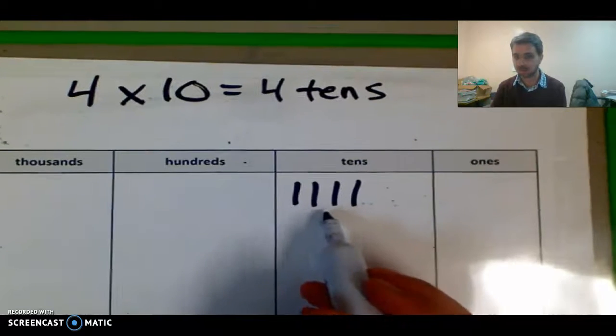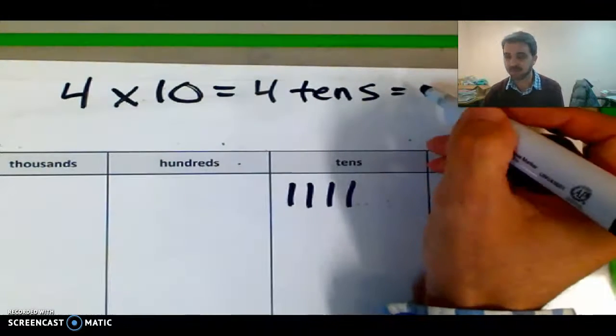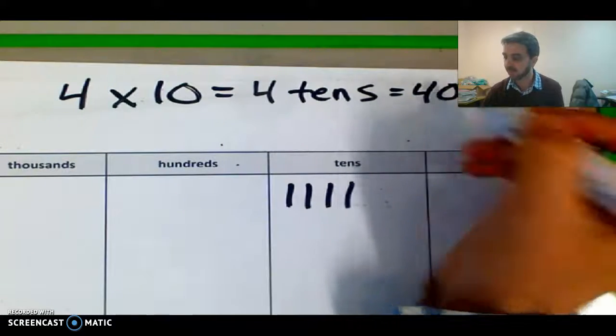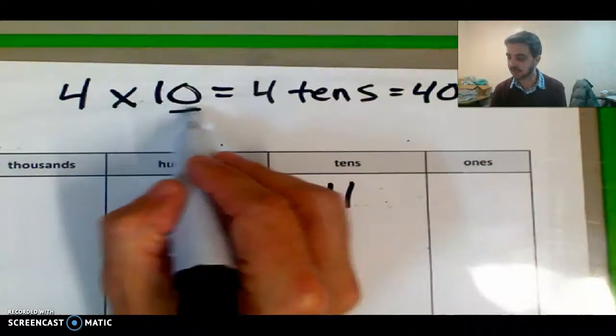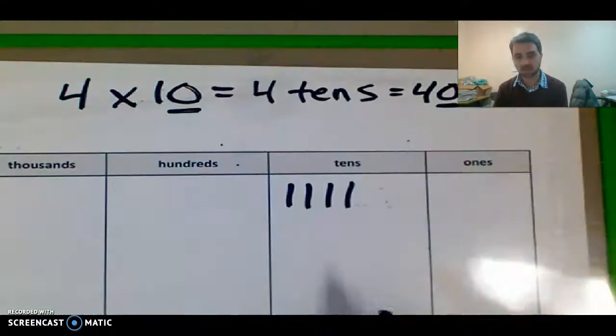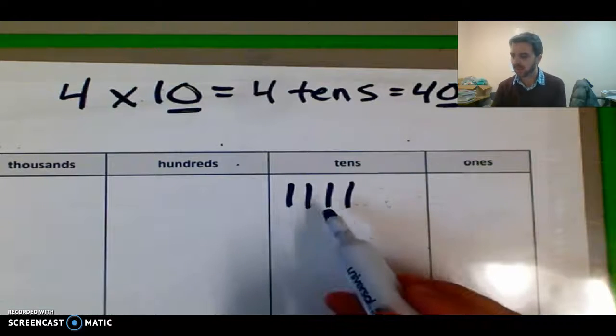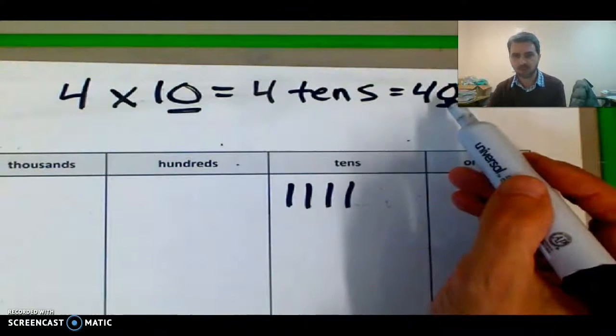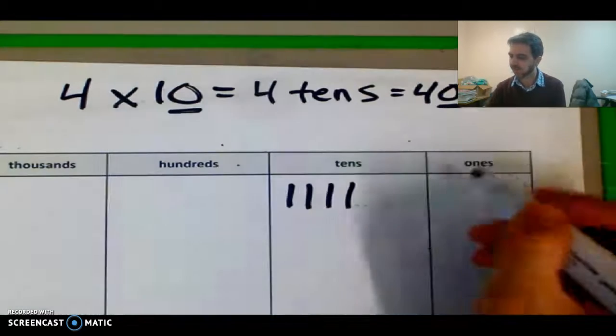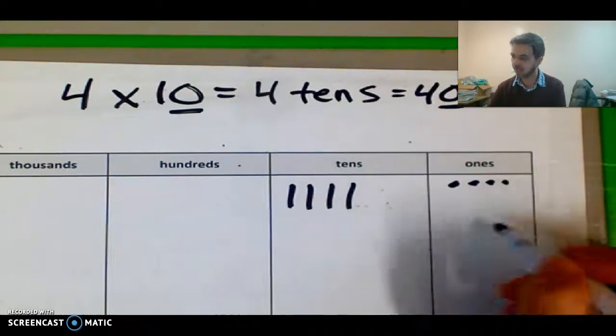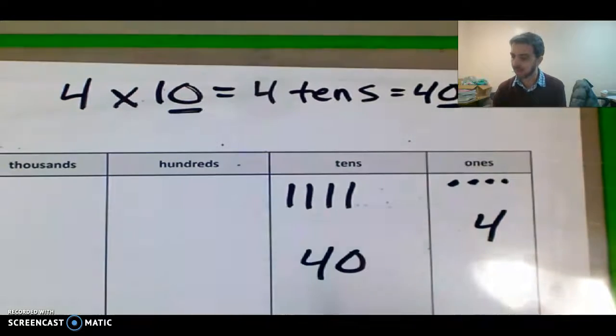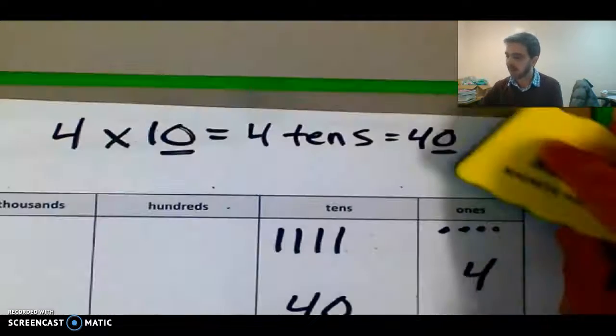4 tens. And if I wrote that down, that would give me 40. And again, you can see there's a 0 here and there's a 0 here. Okay, that kind of makes sense, right? 4 tens gives me 40. 10, 20, 30, 40. 4 ones just gives me 4. That's 4. This is 40. Okay? All right, so let's take a look.